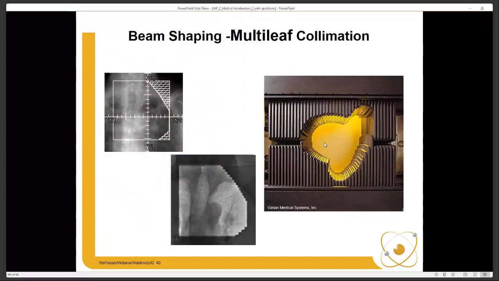Of course, most modern machines are equipped with multi-leaf collimators so that we don't have just rectangular field shapes. On the left, I've got an overlaid image from a treatment planning system on an X-ray. Down here, I have a portal image showing the stepped edge that's produced by an MLC, but we have that same general shape. And on the right is a photo courtesy of Varian showing an MLC making a shaped field.